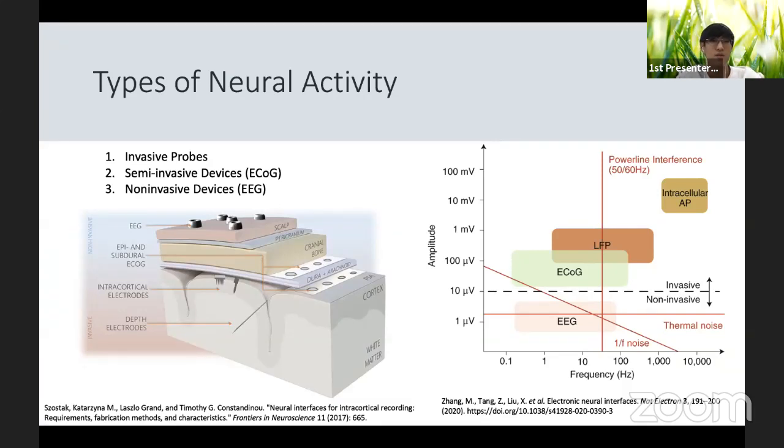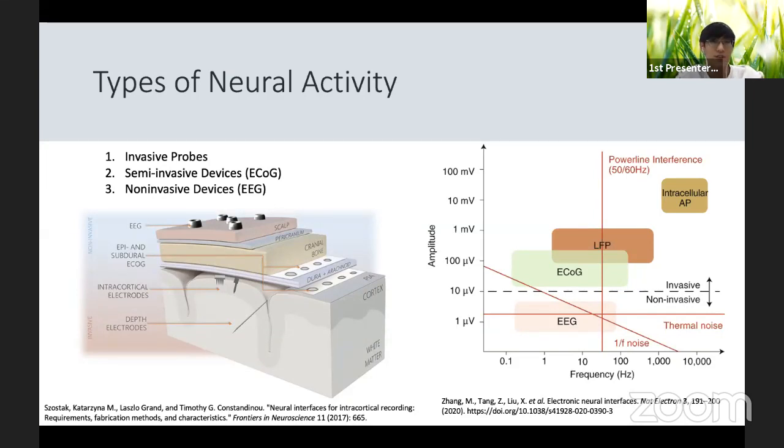The simplest way to differentiate these devices is in the physical location of the device. Invasive probes are directly inserted into the neural tissue. In contrast, ECoG devices are placed on top of the cortex, but they require surgery, which is why this is termed semi-invasive. EEG devices are placed directly on the scalp, but don't require surgery.